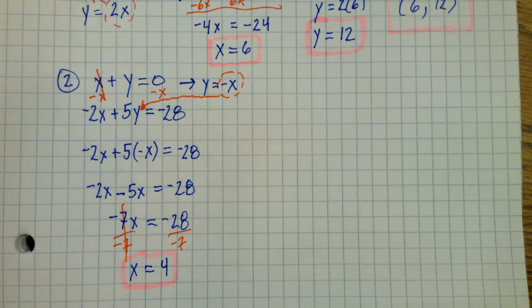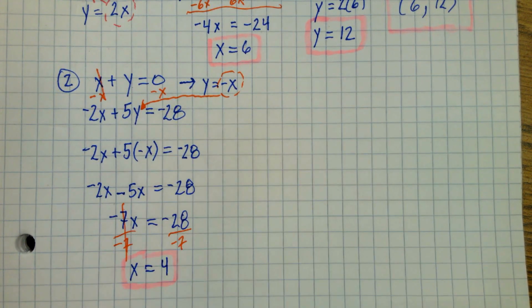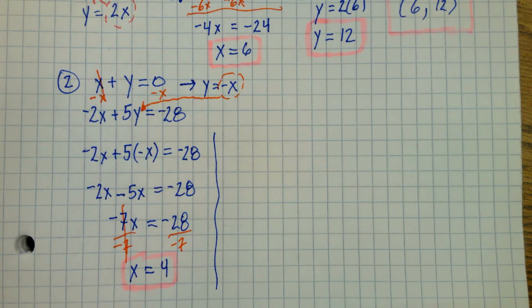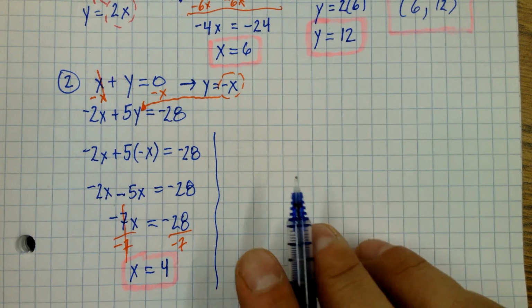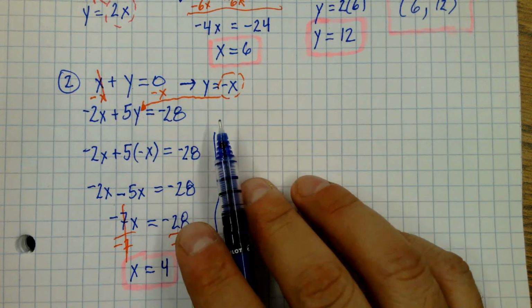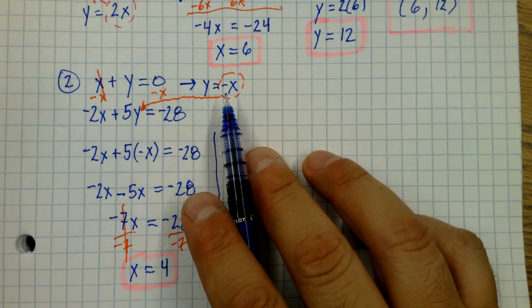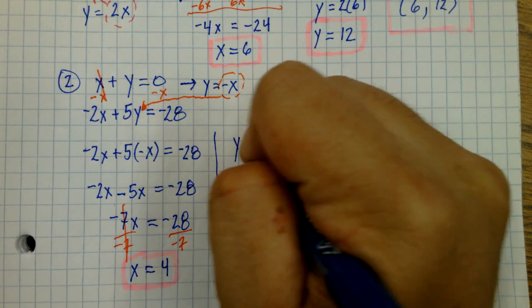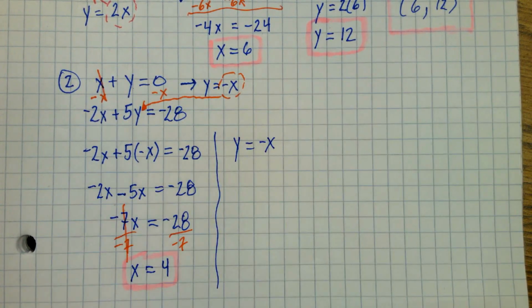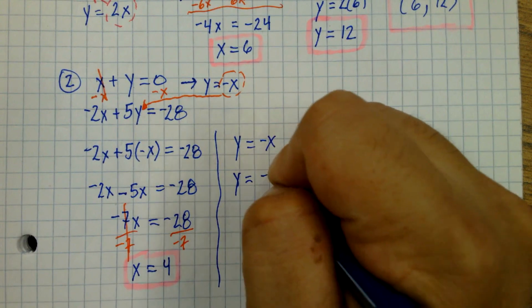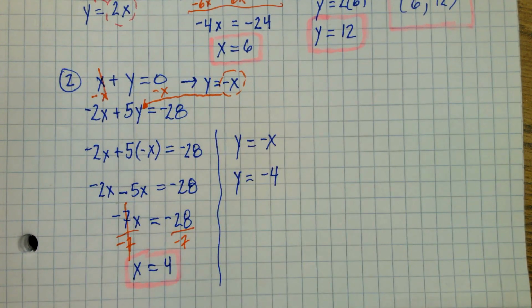Okay. So we went ahead and we figured out x. I'm going to put a little separator here. Okay. So let's take this. Actually, it doesn't matter which one, but yeah. I'm going to take this one that already says y equals. I'm going to take y equals negative x. And I'm going to replace x with 4 because I know that's what x is. Y equals negative 4. That's my answer.